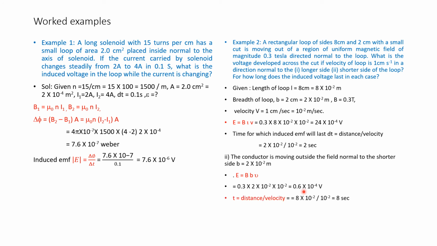Hence, we are also required to find how long the induced voltage lasts in each case. So, when the distance travelled is 8 centimeters, T is given by distance over velocity, that is 8 into 10 to the power of minus 2 divided by velocity 10 to the power of minus 2. This value has come from the 8 centimeters, and this value has come from the velocity. That is equal to 8 seconds.